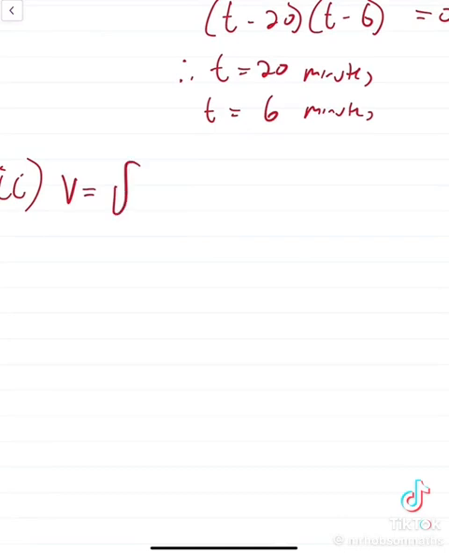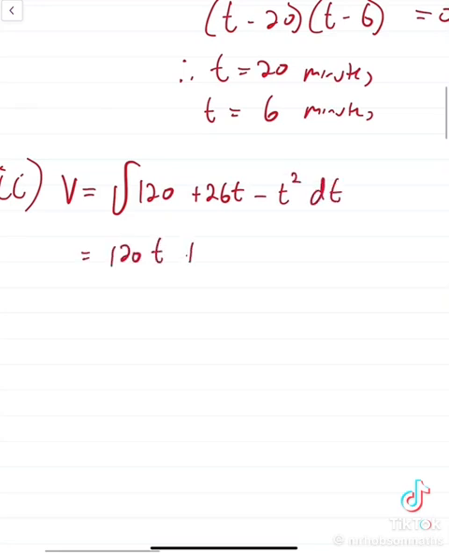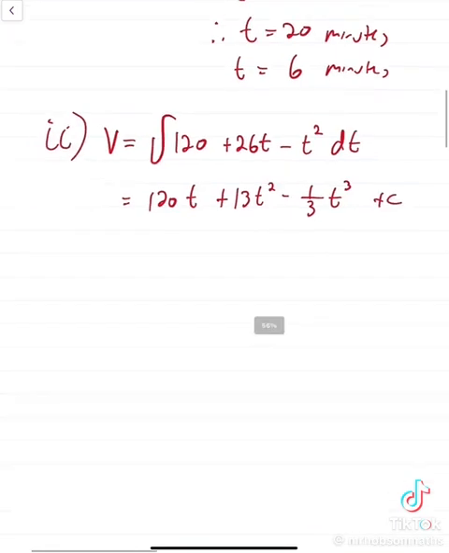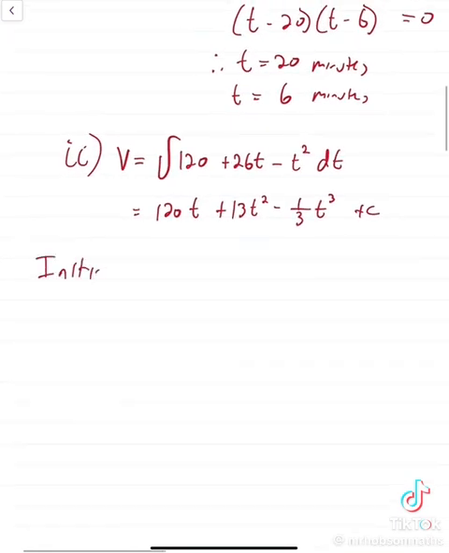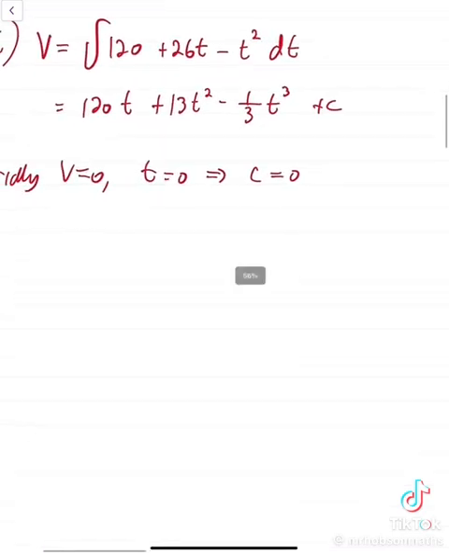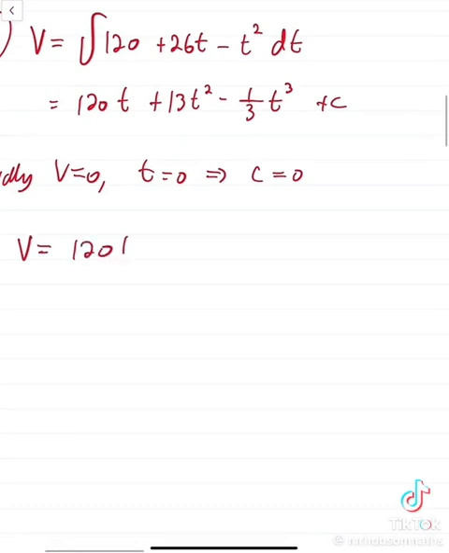So V is going to be the integral of dV/dt, which was 120 plus 26t minus t squared, dt. So it's going to be 120t plus 13t squared minus a third t to the 3 plus c. Now initially it's empty. Initially V equals 0, t equals 0. This implies that c equals 0. So V is going to be 120t plus 13t squared minus a third t to the 3.